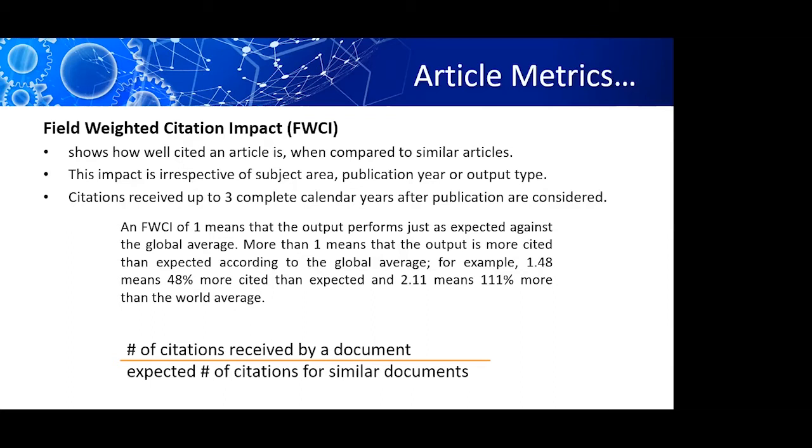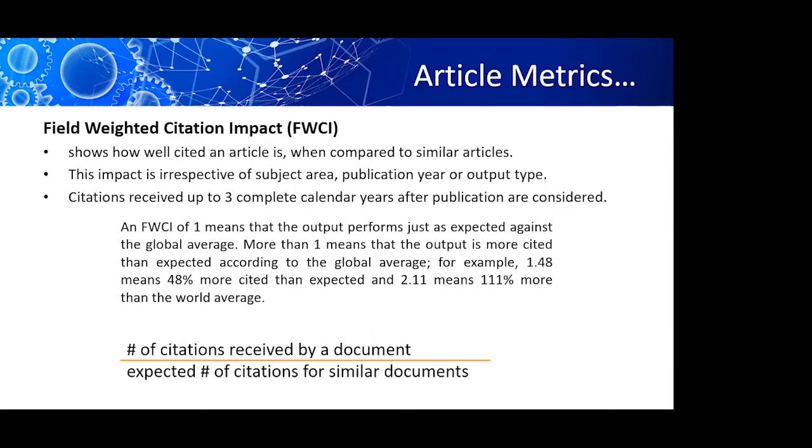And if we consider 2.11 as the FWCI of an article, it means it is 111% more cited than the world average. And for calculating the FWCI, there is a formula: the total number of citations received by a document divided by the expected number of citations for similar documents. That is the point you have to note.